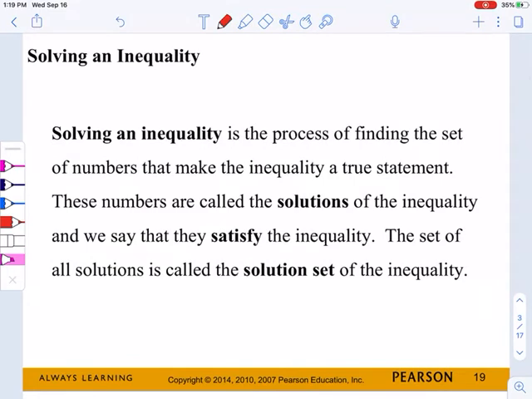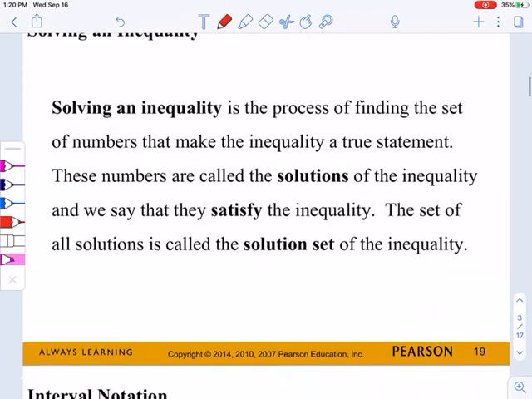So solving an inequality is the process of finding the set of numbers that makes the inequality a true statement. These numbers are called the solutions of the inequality, and we say that they satisfy the inequality. The set of all solutions is called the solution set of the inequality. Just like when we solve an equation, we get an exact answer. We have one value for our answer. When we're solving an inequality, we're looking at a set of answers. Something is greater than or less than a set number.